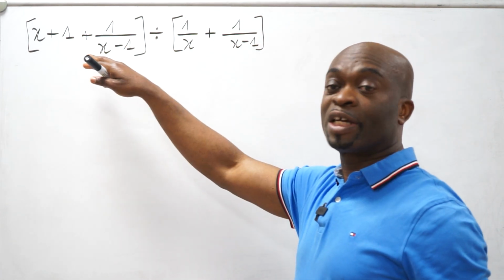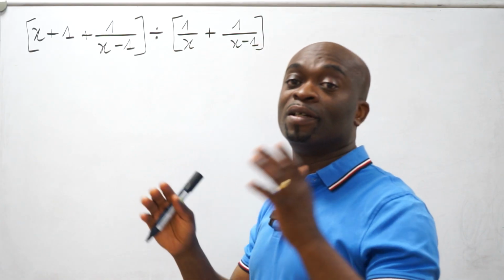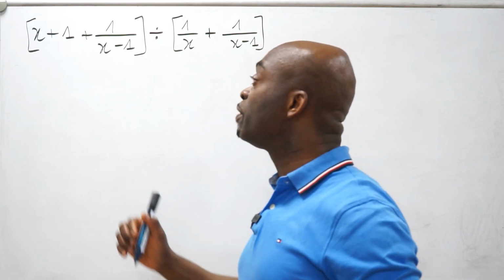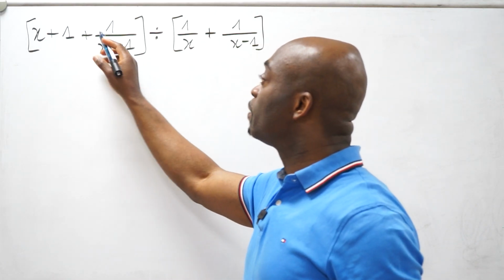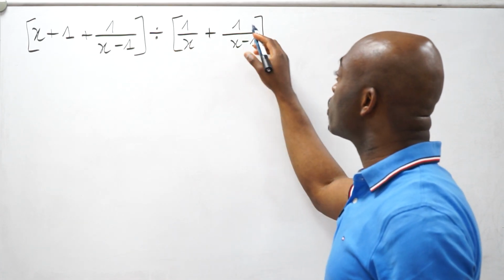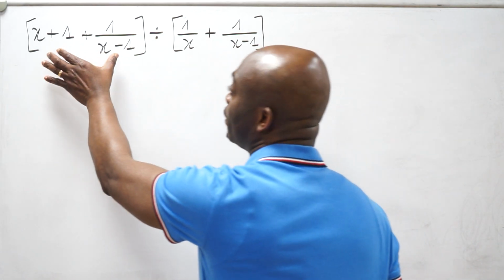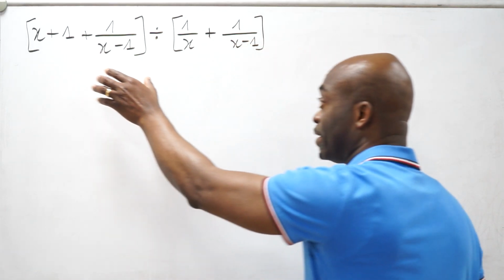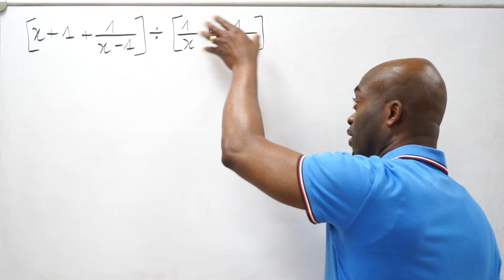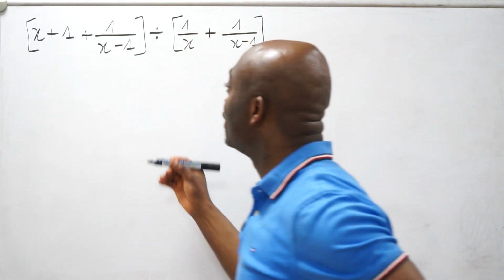Dividing two rational expressions here, so that's a complex rational expression to be dealt with. We have (x + 1)/(x - 1) divided by 1/x + 1/(x - 1). So we will have to combine the expressions in the first bracket, and then divide it by the combination of the two expressions in the second one. All right, so let's go for it.